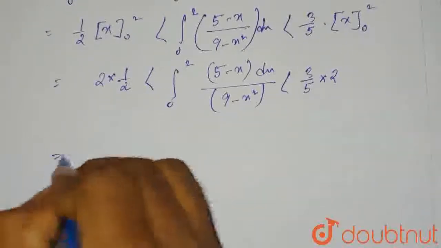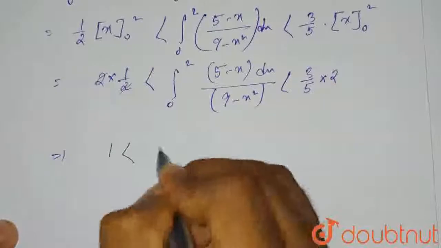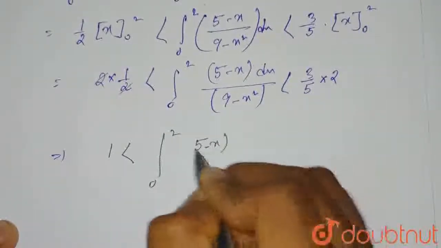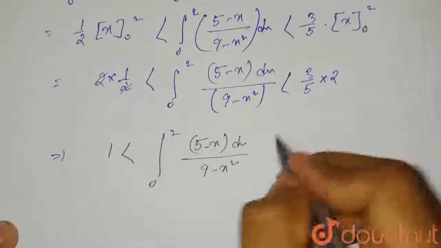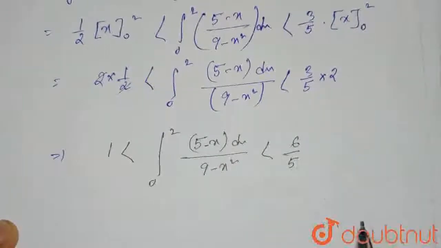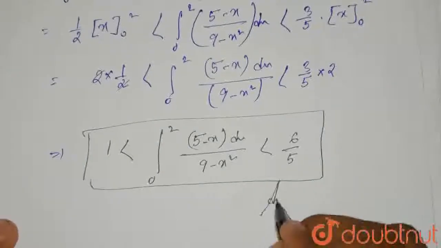So finally what we get from here is 1 less than integration 0 to 2 5 minus x dx by 9 minus x square, which is less than 3 into 2, that means 6 divided by 5. So this is what we had to prove, and we have proved it. This is the required solution for this question.